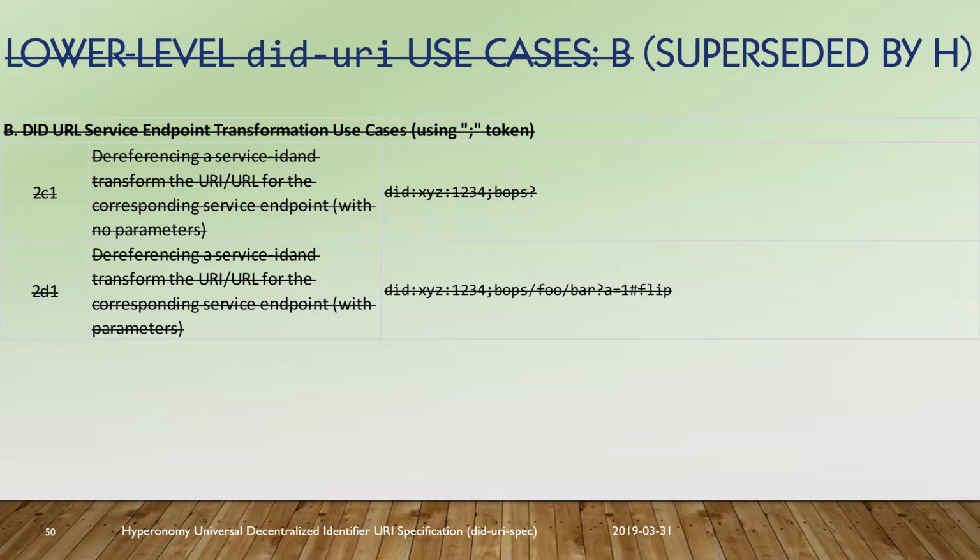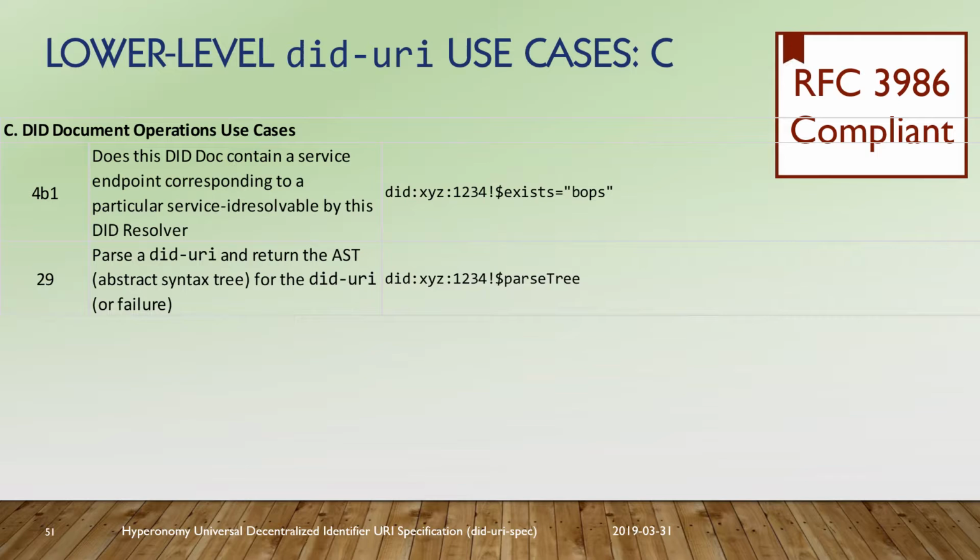Use case category B is the ones that use the semicolon. We don't use those anymore. It's been superseded by category H, which is what we used in the example, but we'll look at it again. Category C: this is being able to do operations against a DID doc, for example, test existence of a fragment.